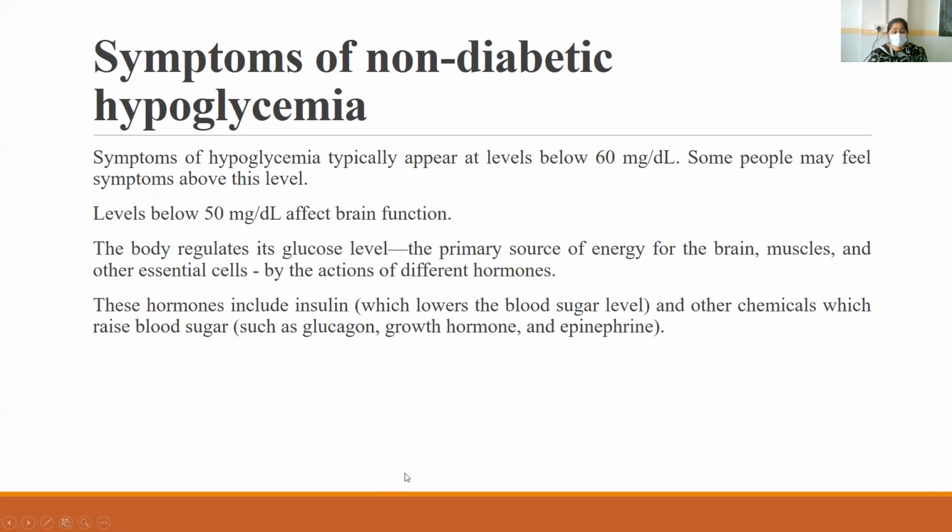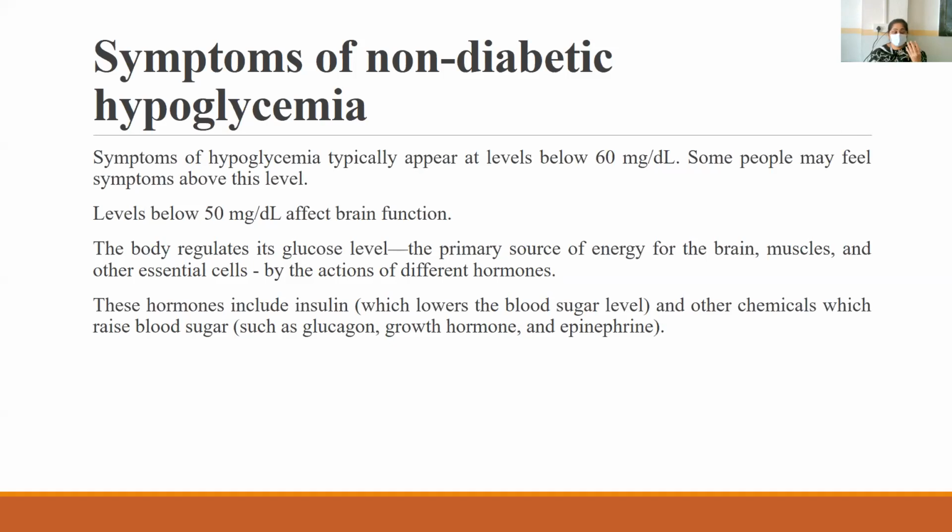What are the symptoms of non-diabetic hypoglycemia? Symptoms of hypoglycemia typically appear at levels below 60 milligram per deciliter. So though you are hypoglycemic, you might not feel that you are. There are many people who are actually hypoglycemic, but they are not realizing it. You will experience it only if it comes below 60 milligram per deciliter, and levels below 50 milligram per deciliter affect brain function. So you have to be very careful.